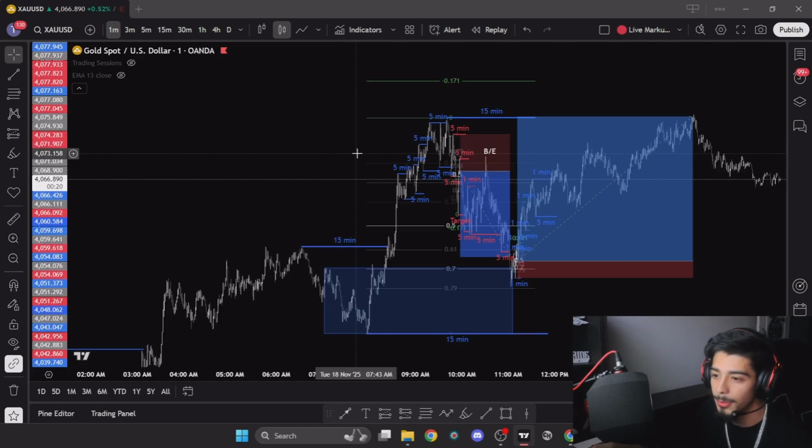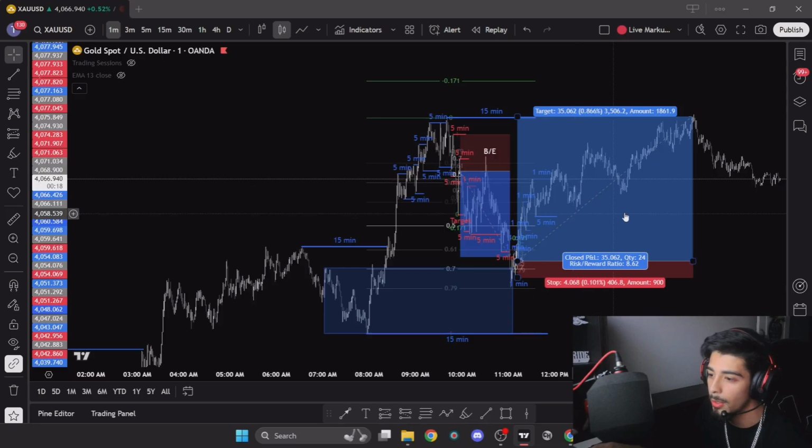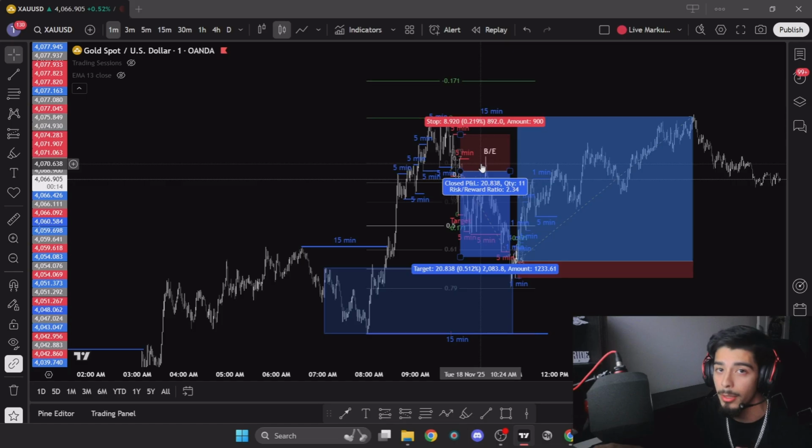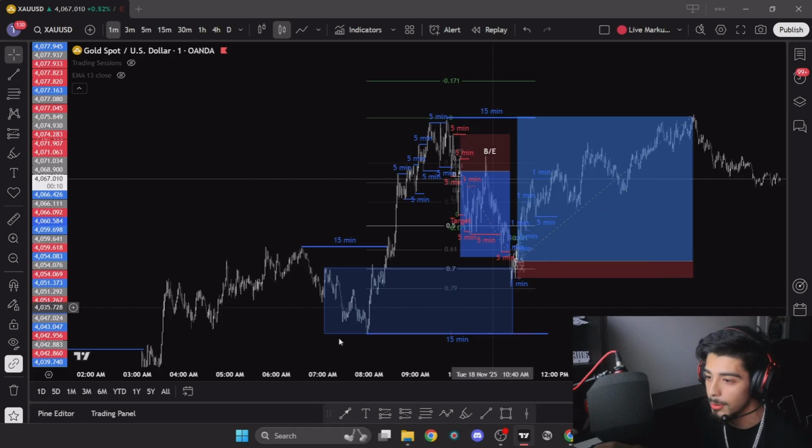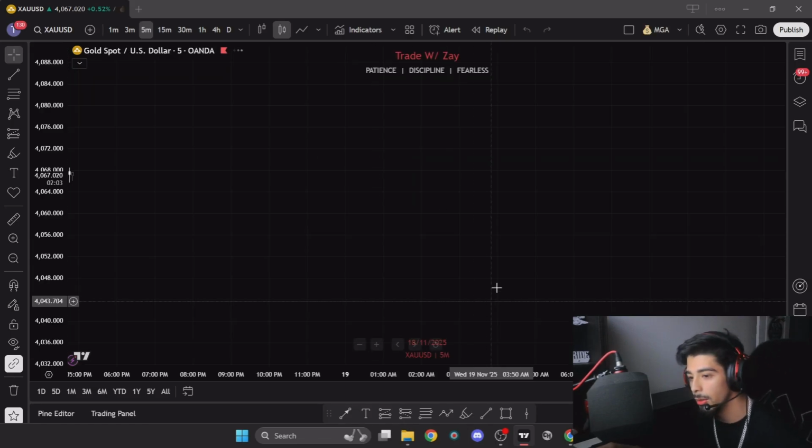And in today's video, we're gonna go over how I didn't catch this trade, but I caught this trade, but I ain't made no money. So let's get right into it. So this is basically my overall chart, and let's see how we can recreate this.